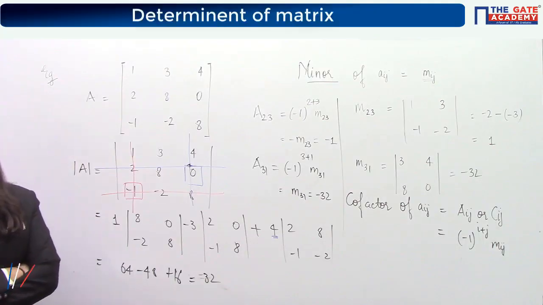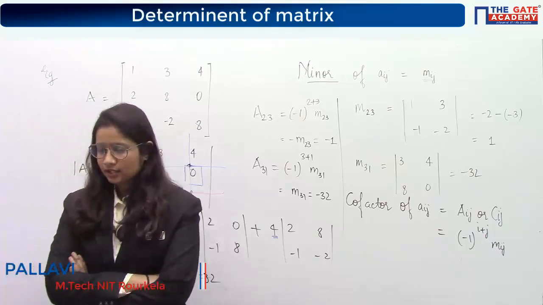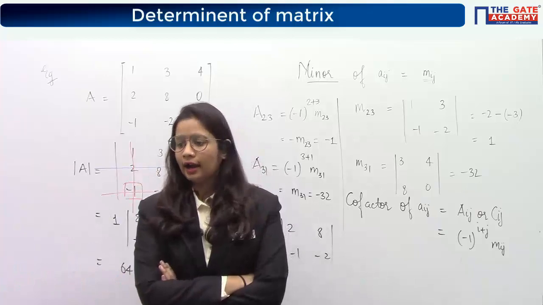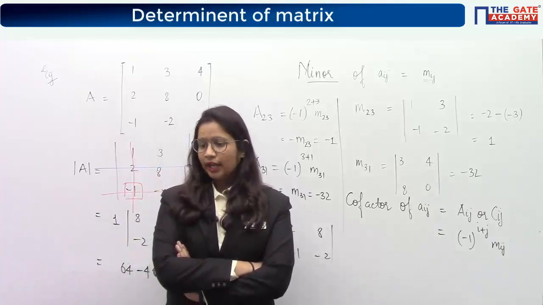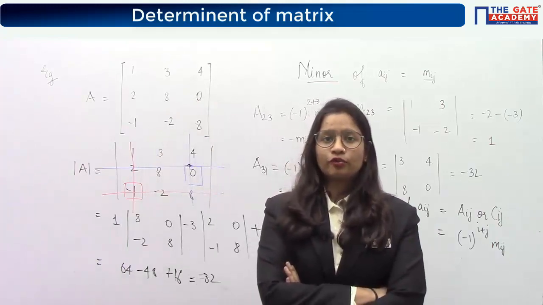Okay, I guess everyone has written it down. So you can see in the slide there is a statement that mathematically the determinant is calculated by adding the product of elements of any row or column with the corresponding cofactor.